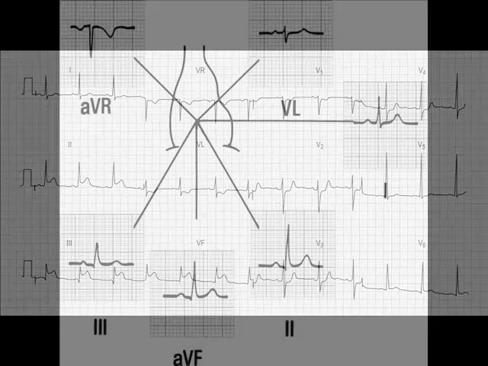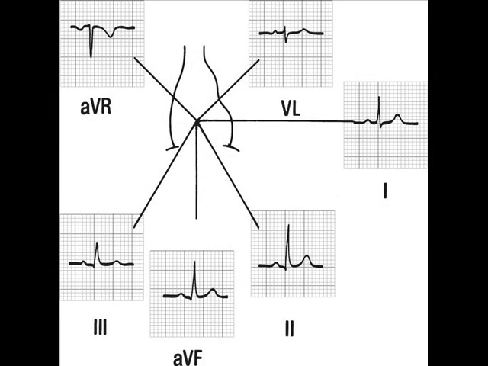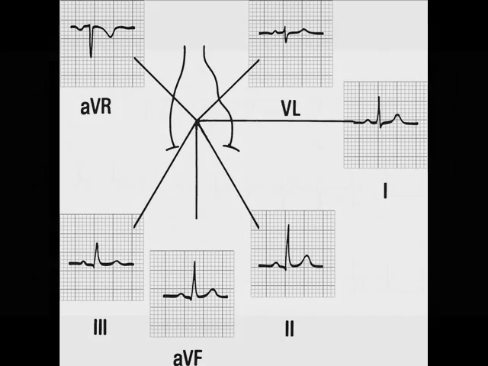Remember your adapted form of the hexaxial reference system, and you'll remember that leads 2, aVF and 3 cluster together in the inferior part of the heart, the low down part of the heart. So it's not surprising to see the ST elevation in those leads because they're close together. Inferior, and so we call it an inferior myocardial infarction, or an acute inferior myocardial infarction. Inferior meaning it's the low down part of the heart.